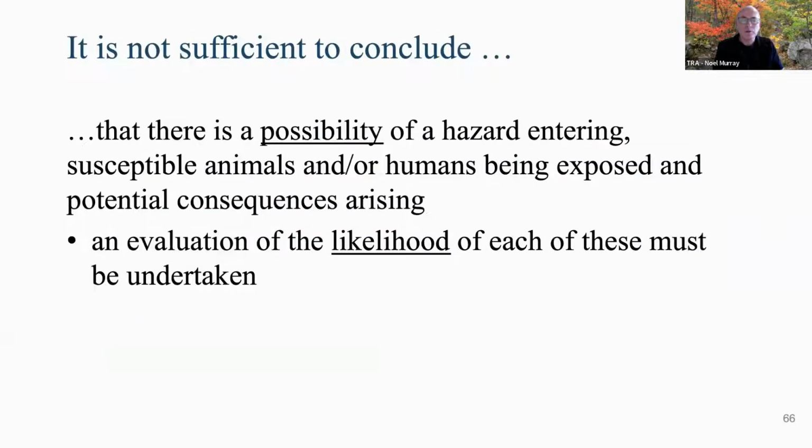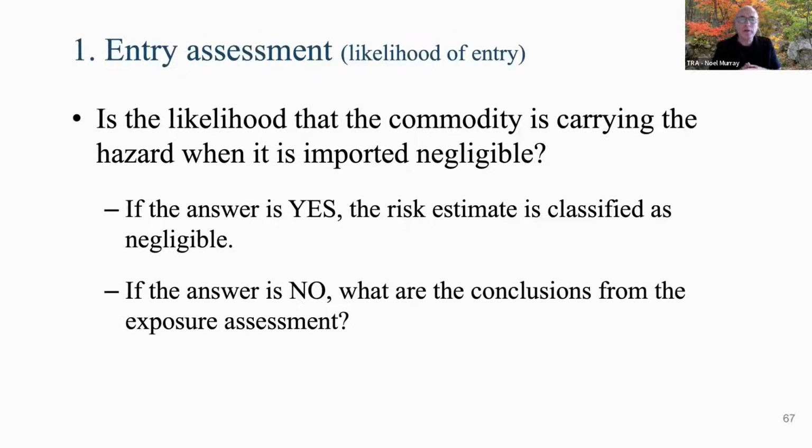So it's not sufficient to conclude there's a possibility of a hazard entering and susceptible animals and or humans being exposed and potential consequences arising. We can't focus on possibility. We must provide context through an evaluation of the likelihood of each one of those. So for the entry assessment, we could ask, is the likelihood that the commodity is carrying the hazard when it's imported negligible? If yes, then the risk estimate is classified as negligible. If not, then we need to look at the exposure assessment.